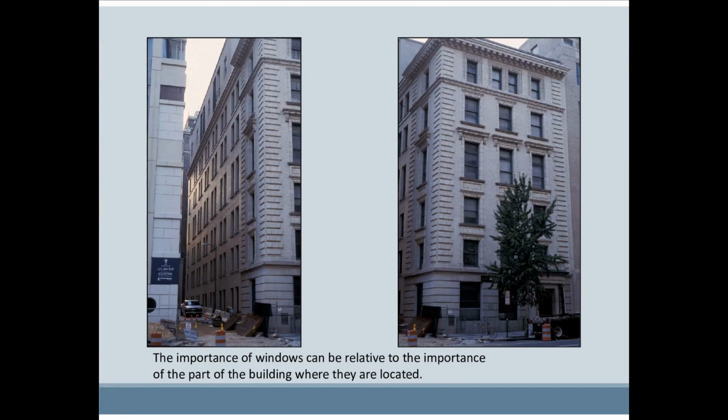Where the window is located on the building can affect its importance to the building's historic character. If an elevation is secondary due to its architectural treatment, its visibility, and its function, the windows that are a part of that elevation will obviously also be secondary.